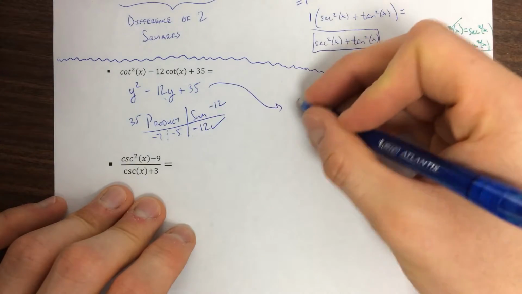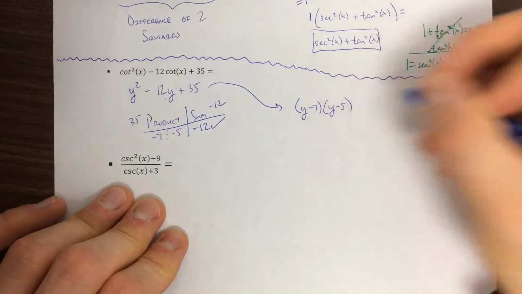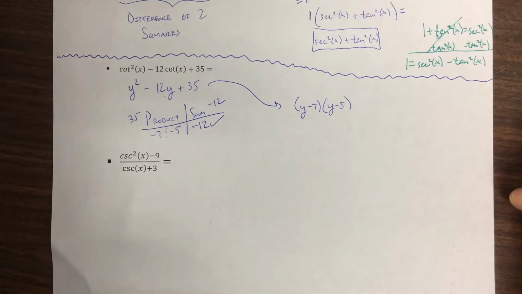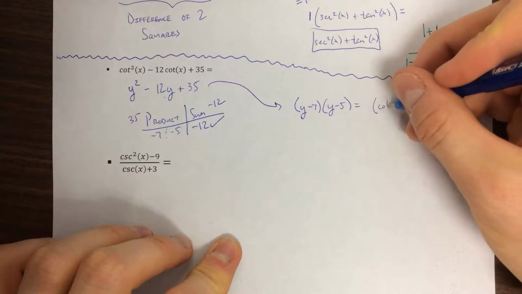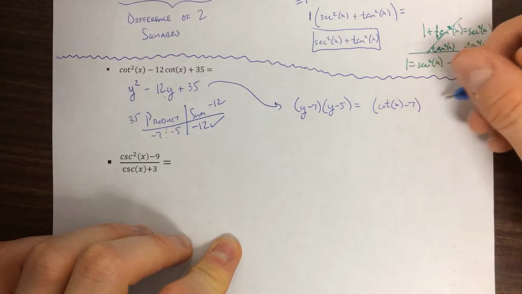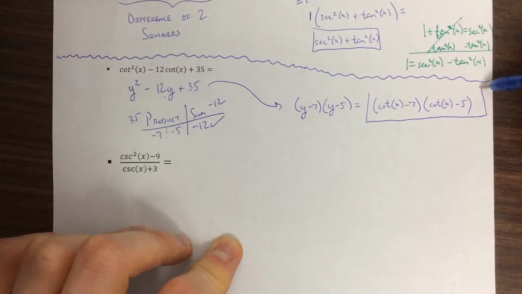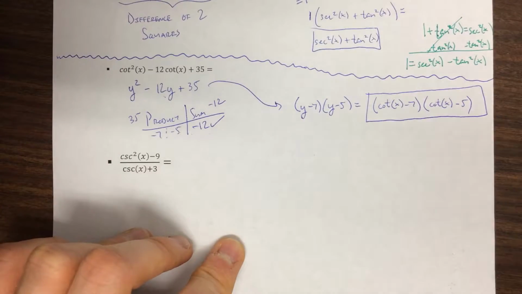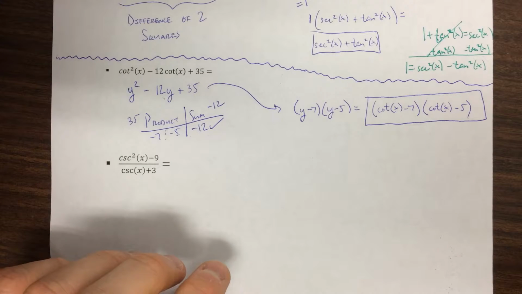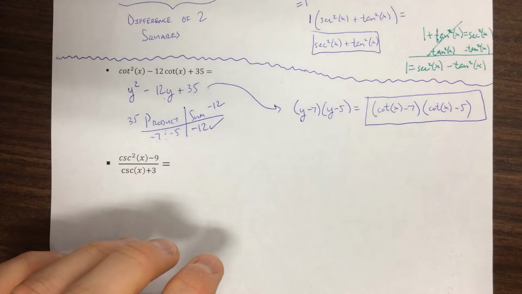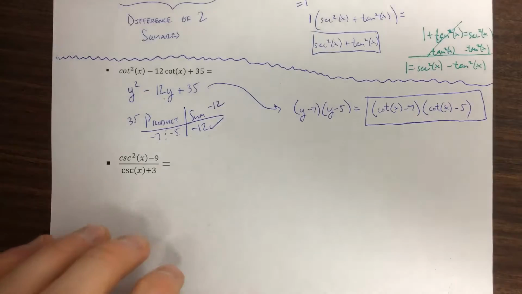And so this factorization becomes y minus 7 times y minus 5. But ultimately we know that y is cotangent, so you say this is cotangent of x minus 7 times cotangent of x minus 5. All right. We're going over factoring because we're going to need to be able to use it in upcoming lessons after this upcoming assessment.